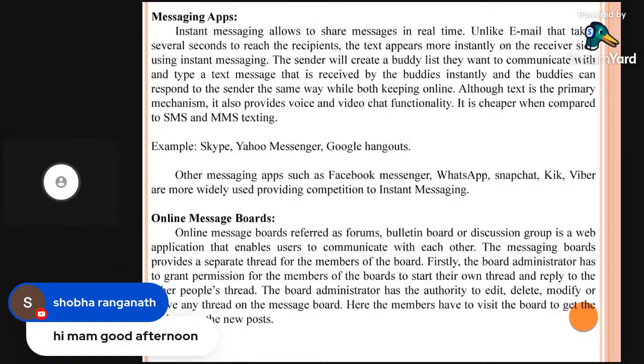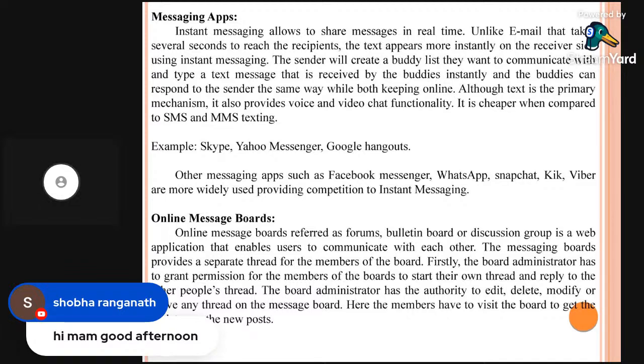Then message apps. These include instant messages, which allow sharing messages in real time. Unlike email, which takes several seconds to reach the recipient, the text appears instantly on the receiver side using instant messaging. The sender will create a buddy list of whom they want to communicate with, the message is delivered to the buddies instantly, and they can respond to it.